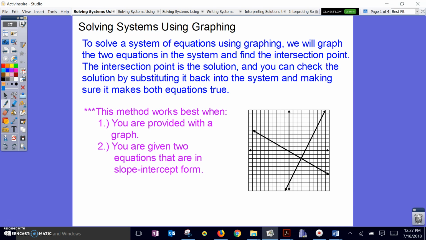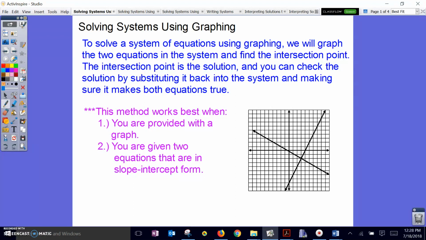When we have a system of equations, the way we solve it using graphing is we're just going to graph the two equations that are in the system, and we find the intersection point. Once we find the intersection point, that is the solution to the system. Just to make sure our graphs were correct and that our solution works, we can then check the solution by substituting it back into the system and making sure it makes both equations true.